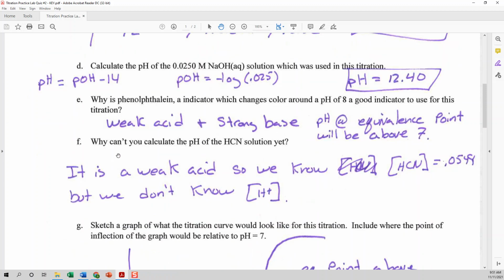And part F would never be a question asked on the AP exam, because by the time we take the AP exam, you should know how to calculate the pH of the HCN solution. You would just need to be given a little bit more information, which we'll talk about later.